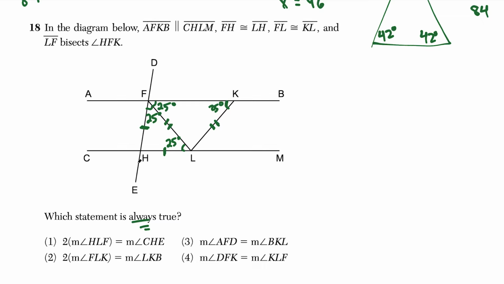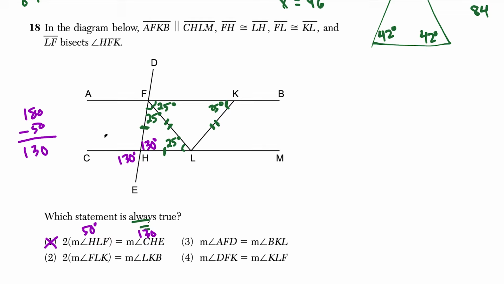So first up, 2 times the measure of angle HLF is equal to the measure of angle CHE. Well, if these 2 angles right now make 50 degrees, if I do 180 minus 50, the leftovers is 130. So why don't I write that in this place here? I have 130, and then this would be 130 because these are vertical angles like this. So let's think about that. 2 times the measure of angle HLF, if I double this, I get 50 degrees. Is that equal to 130? No, it's not equal to 130, so this is out.